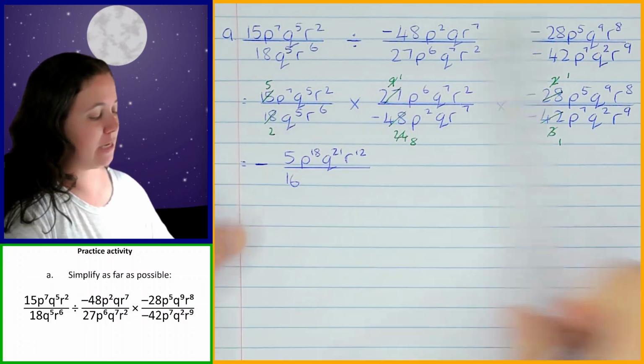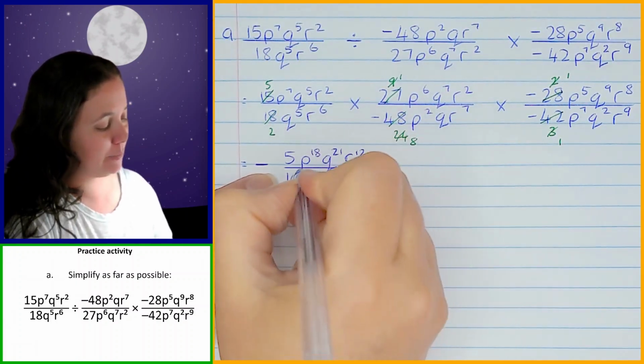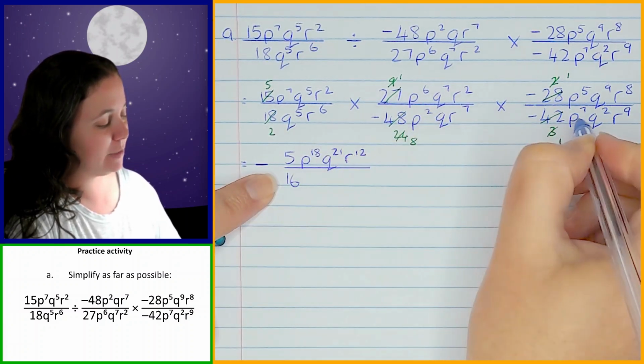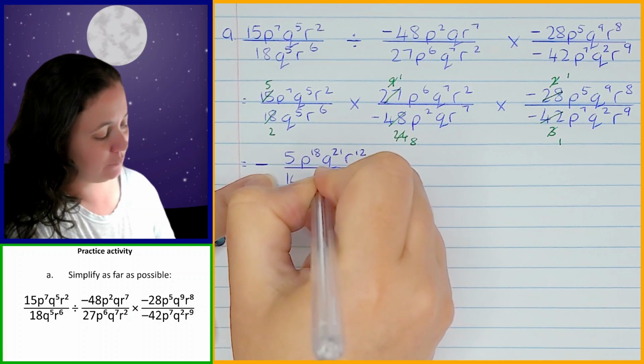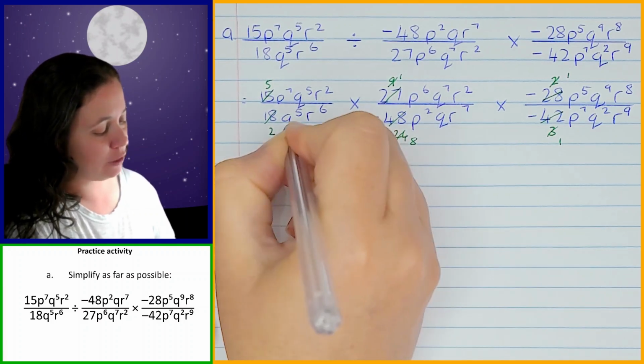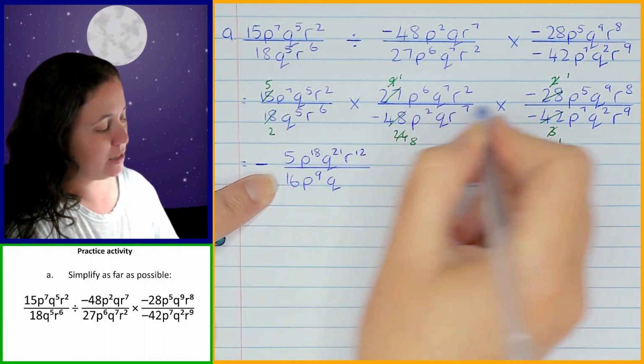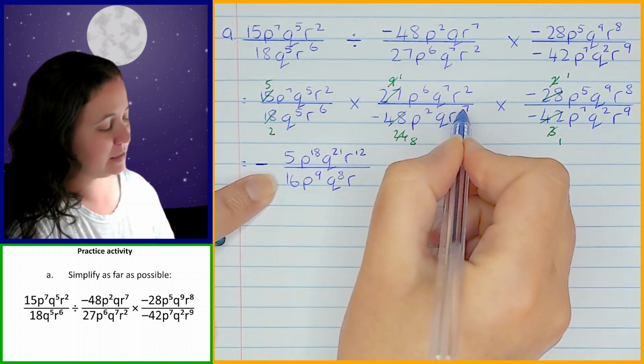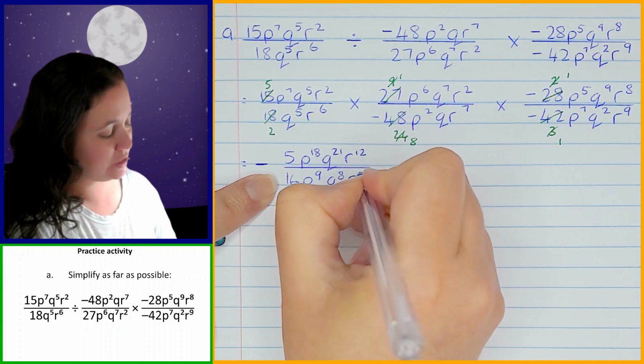In my denominator, I've already got my 16. Then we're going to do our p's. There are no p's here, so I'm going to go over here. So I have p to the power of 2 times p to the power of 7. That's p to the power of 9. Then q to the power of 5 plus 1 plus 2 is 8. And then r to the power of 6 plus 7 plus 9 is 22.